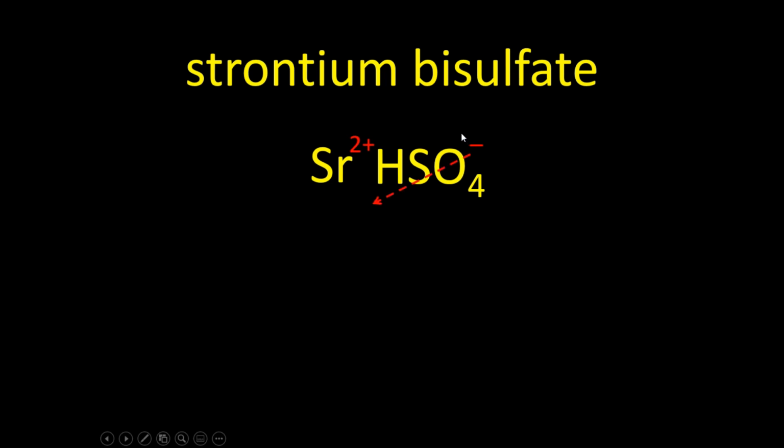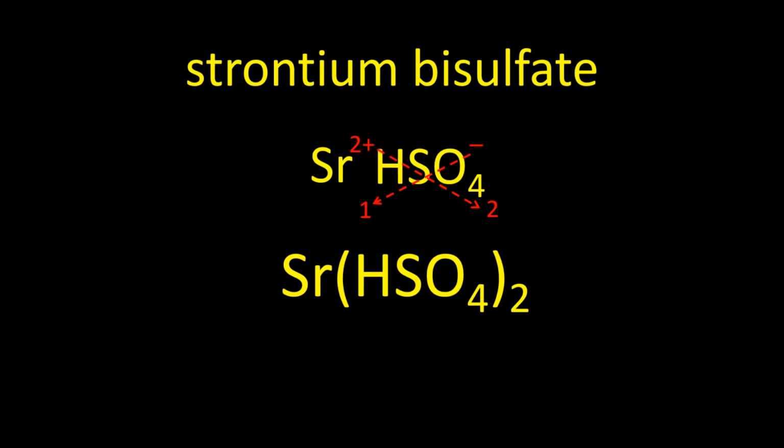Now strontium bisulfate. Strontium, its symbol is Sr, sulfate is SO4, and bisulfate means it's got an acidic hydrogen on the SO4, so this is HSO4. The sulfate by itself would have been -2, but when you put an H+ on there, it comes down to -1. So the strontium has a +2 charge, the bisulfate has a -1 charge. We do our crisscross business, carrying the absolute values of the charges down and making them subscripts on the other partner. And we see, oh, they're not going to cancel out.